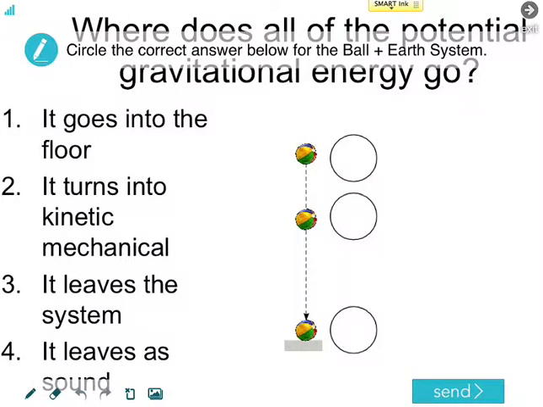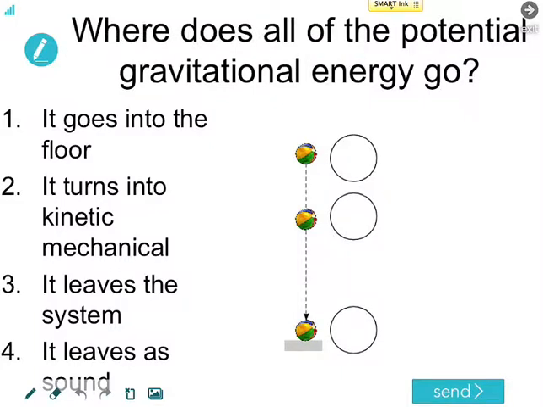So we all know that at the very top of the drop, before the ball is moving, it has 100% gravitational potential energy. But at the very bottom of the drop, it has 0% gravitational potential energy. So what happens to that energy? Well, we're in a closed system, which means the energy can't leave and it can't enter. So the only option of what it could have done is changed into another type of energy. And since at the very bottom of the drop, the ball is moving really fast, it actually gets turned into kinetic mechanical energy.